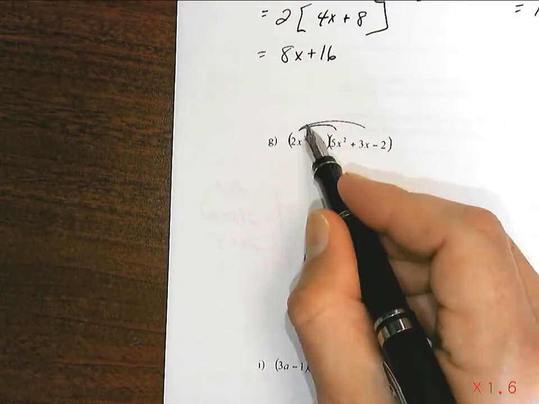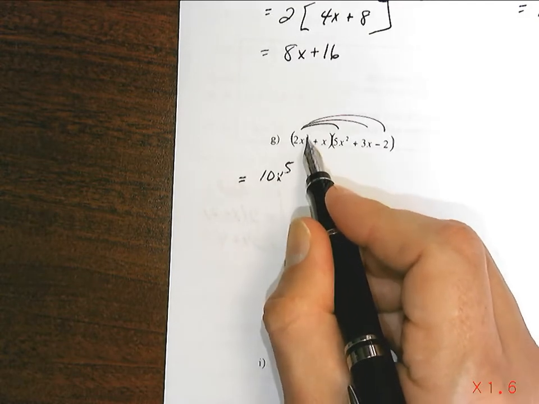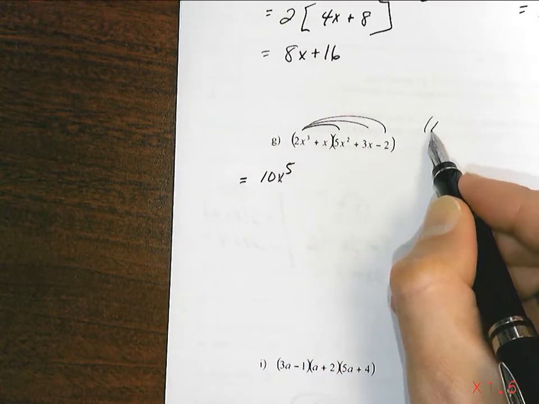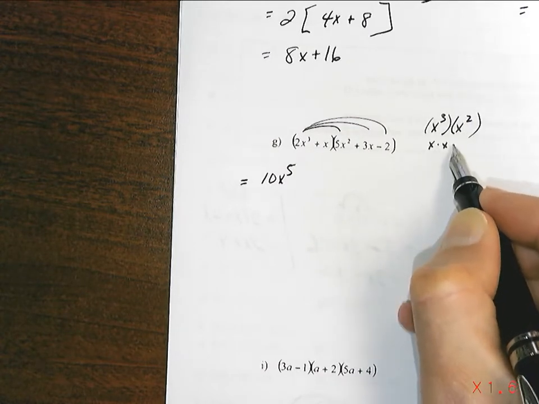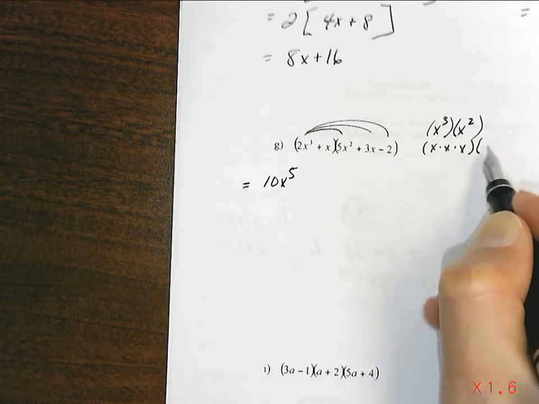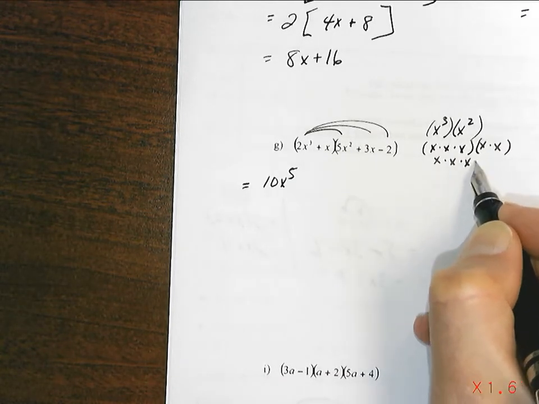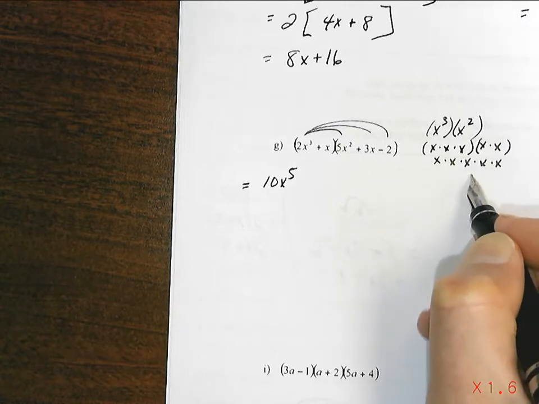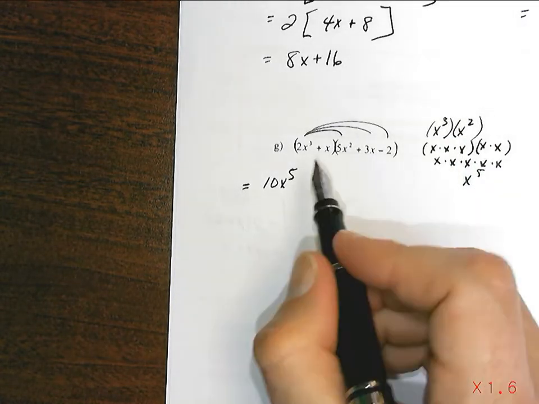Over here, I get a binomial going into a trinomial. Well, there's no shortcuts, kids. So it's going to be 10x to the 5, x to the 3 times x to the 2. So what that looks like is x to the 3 times x to the 2, which means you've got 3 x's here, and you're multiplying by 2 more x's. So if you think about that, that's actually 5 x's being multiplied together. They taught you just to add the exponents, but that's what's really happening.